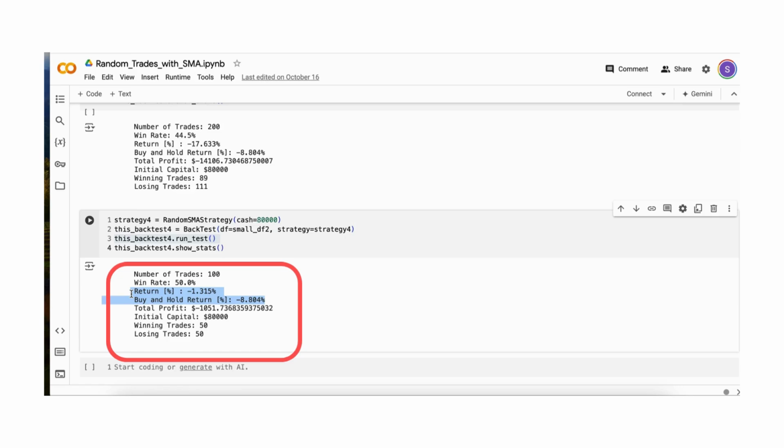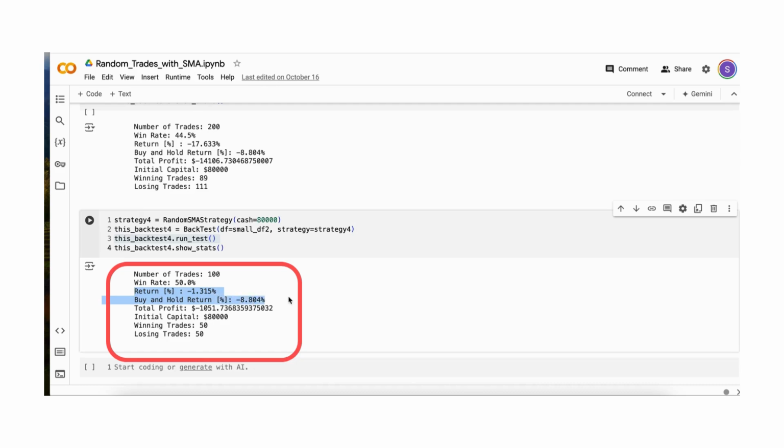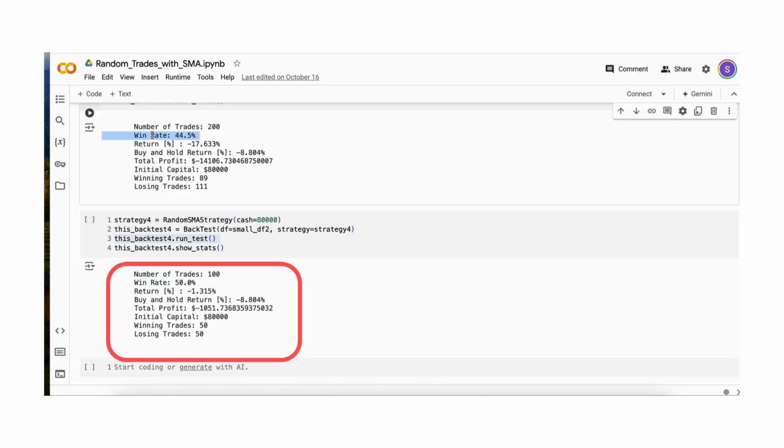Although the returns are all negative because this was probably a period where the stock trended down a lot, as you can clearly see, the random strategy was doing very poorly. It was not even beating the buy and hold, whereas the SMA strategy was able to clearly beat the buy and hold by a very large percentage. And the win rate was 50% as opposed to 44.5%, which clearly shows that this strategy is better than randomly taking trades.